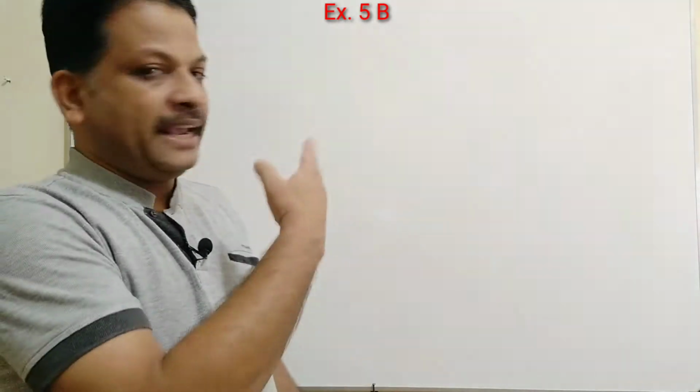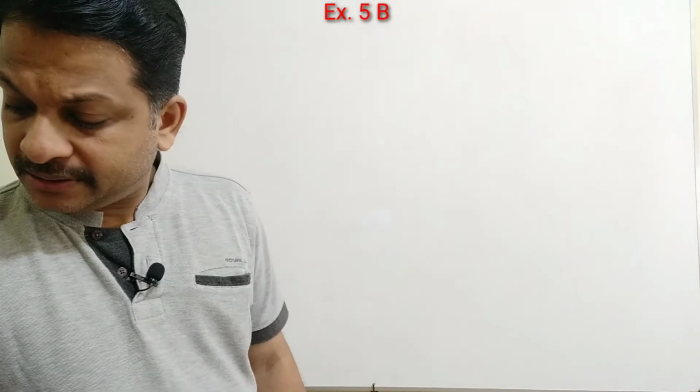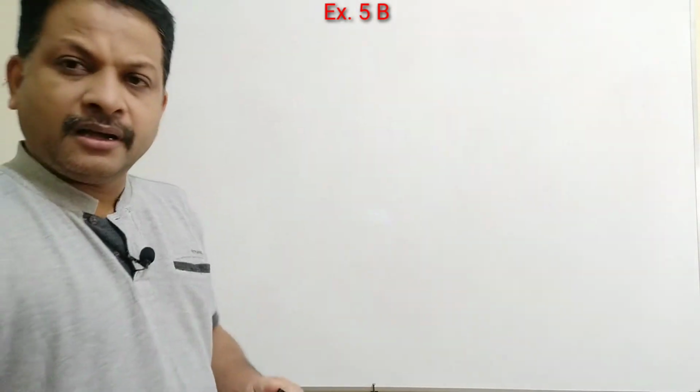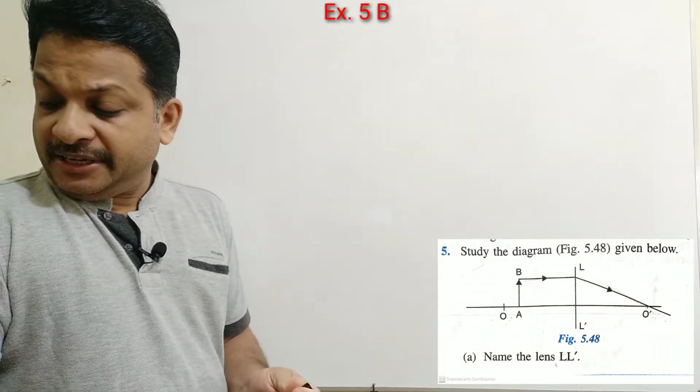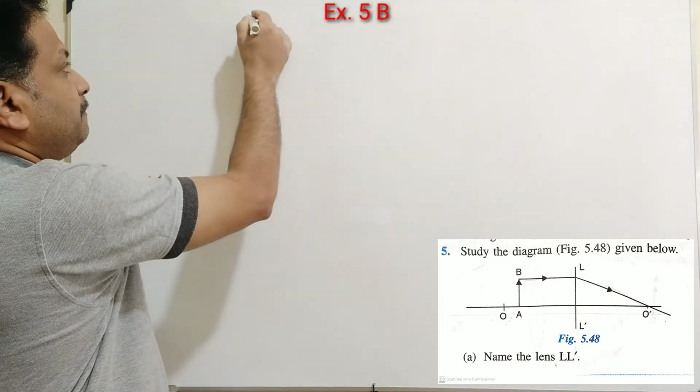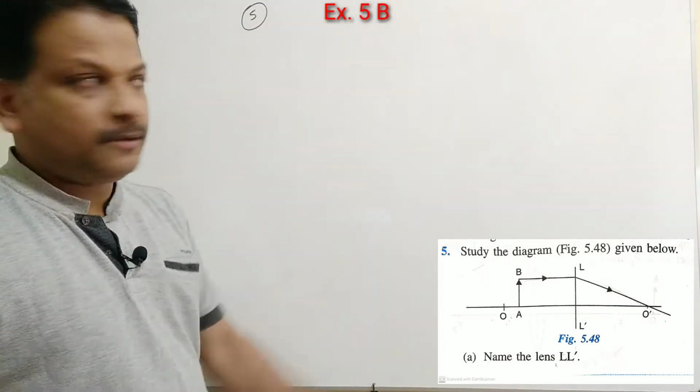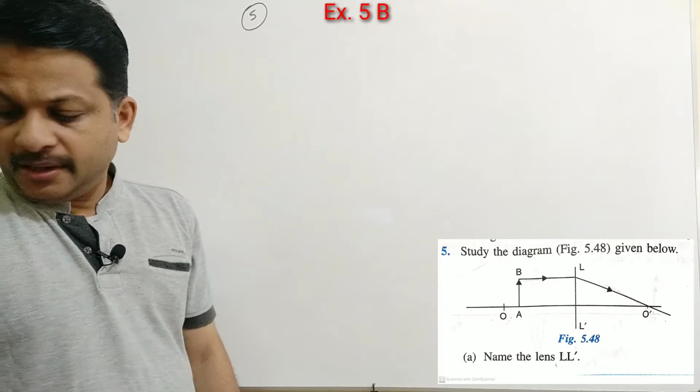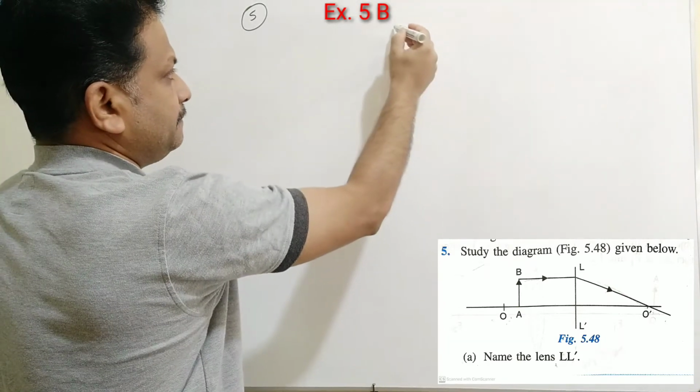So let's begin with exercise 5B of your concise physics textbook. A couple of important diagram based questions are given there. Let's try to solve it. We start with question number 5. A diagram is given there. You can see on the screen, an outline of the lens is given.